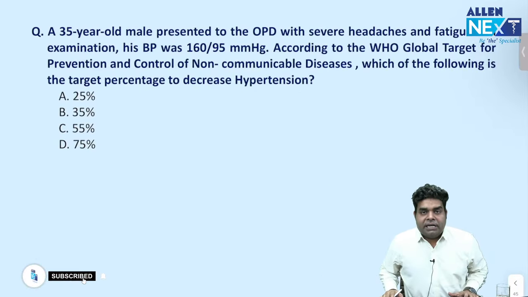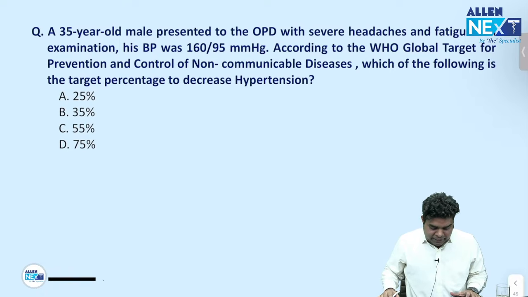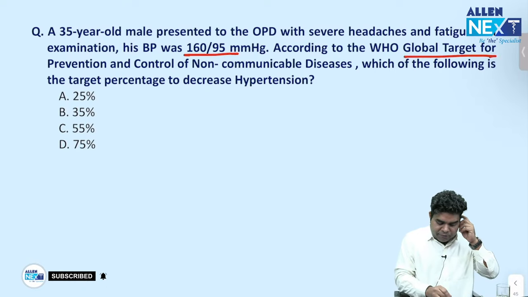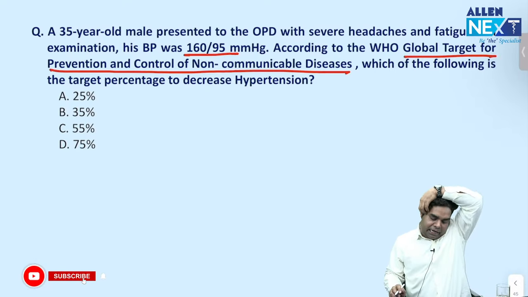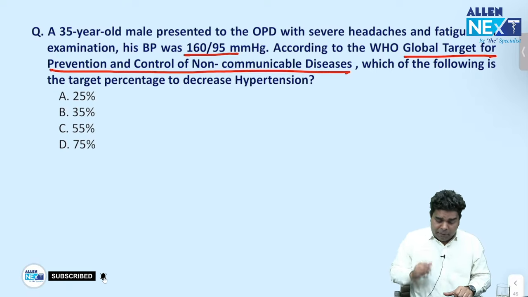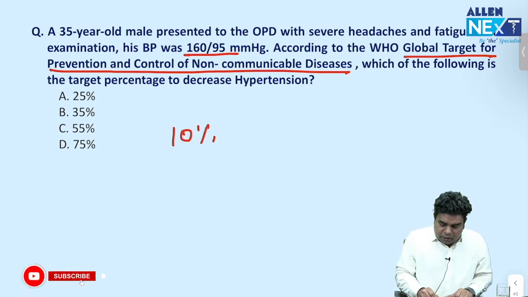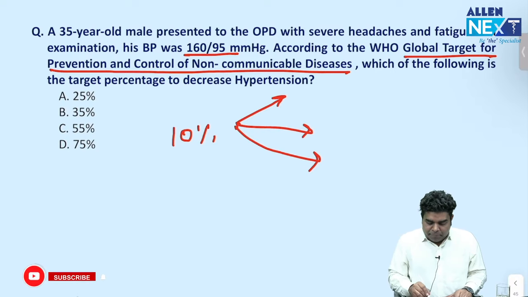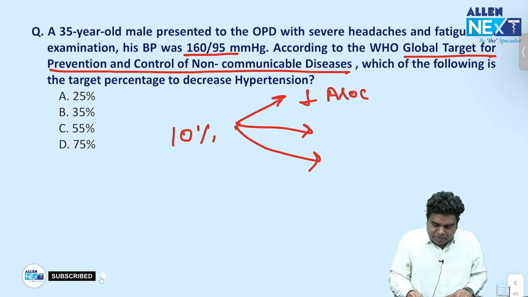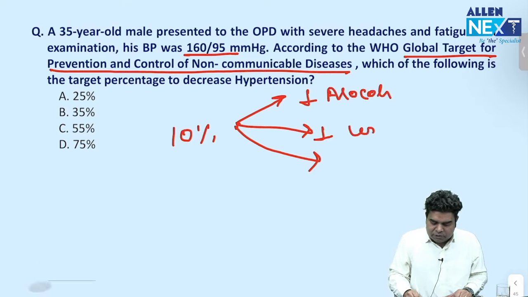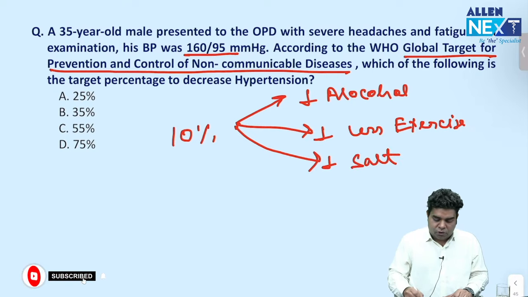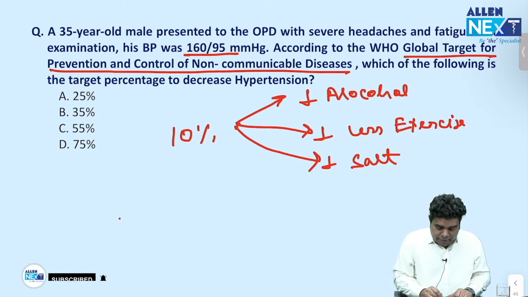A 35-year-old male presented to the OPD with severe headache and fatigue. BP was 160/95. According to the global target for prevention and control of non-communicable diseases, which is the target percentage to decrease hypertension? Remember, in this global target, 10% is the target for 3 things. 10% reduce alcohol, 10% reduce less exercise or sedentary lifestyle, and 10% reduce salt. So these three are 10-10-10.